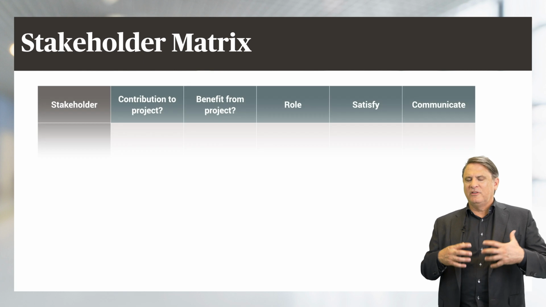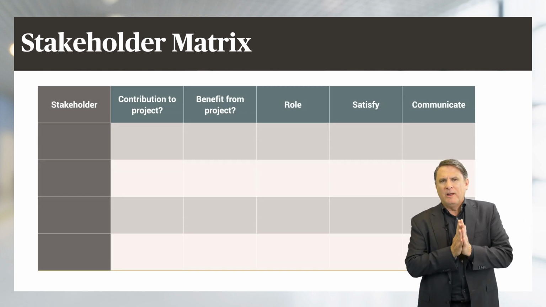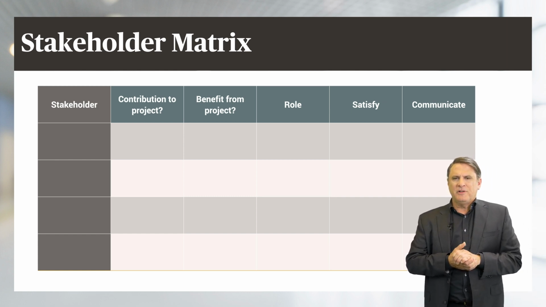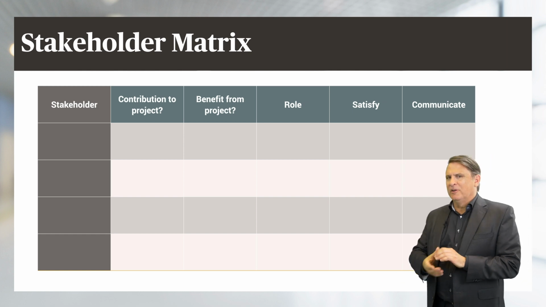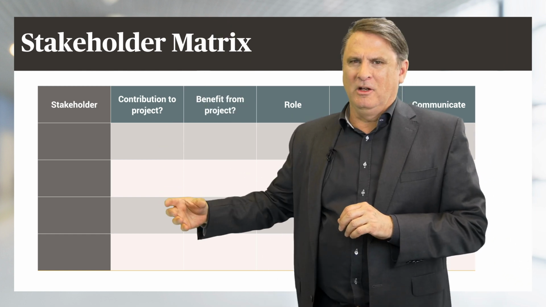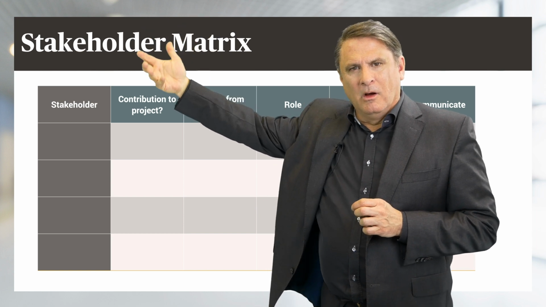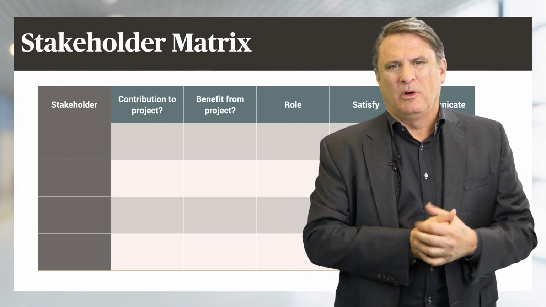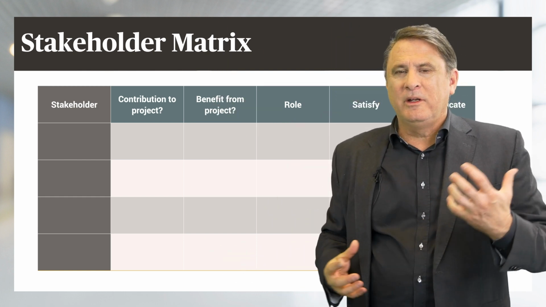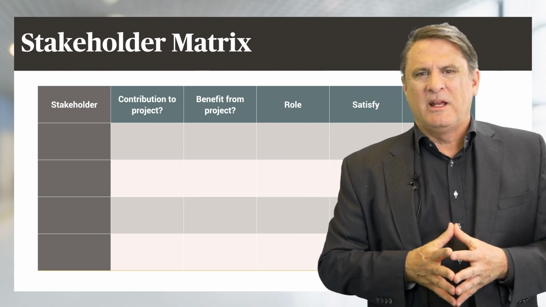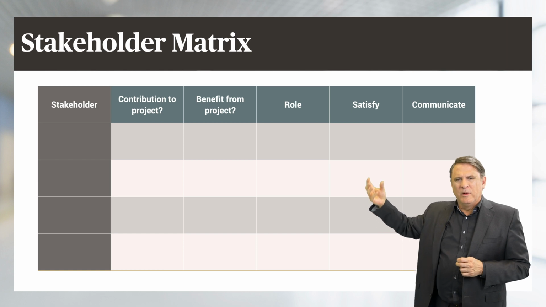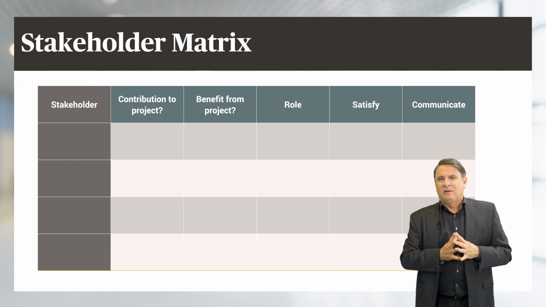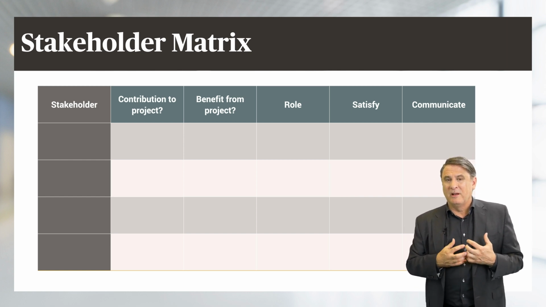So the stakeholder matrix is really just a simple way to document and keep track of all the information that we've created in our work now. The first thing we do in the first column is list all of our stakeholders. In the next column, we describe the contribution that each of these stakeholders will expect to be making to our project. In the third column, we describe what benefit each stakeholder will get. In our fourth column, we describe which role they play.